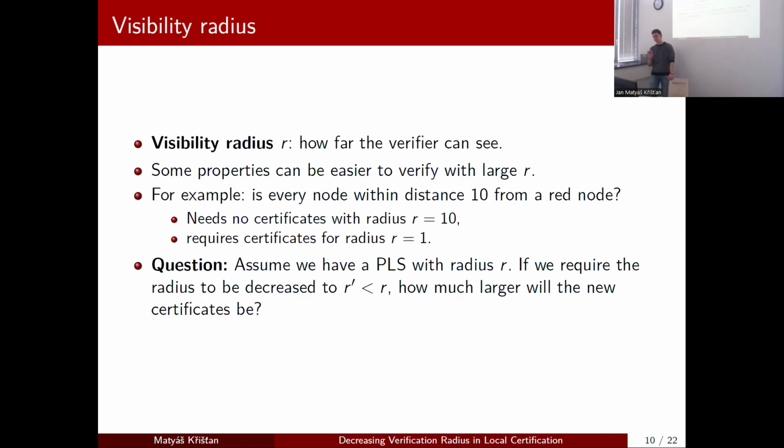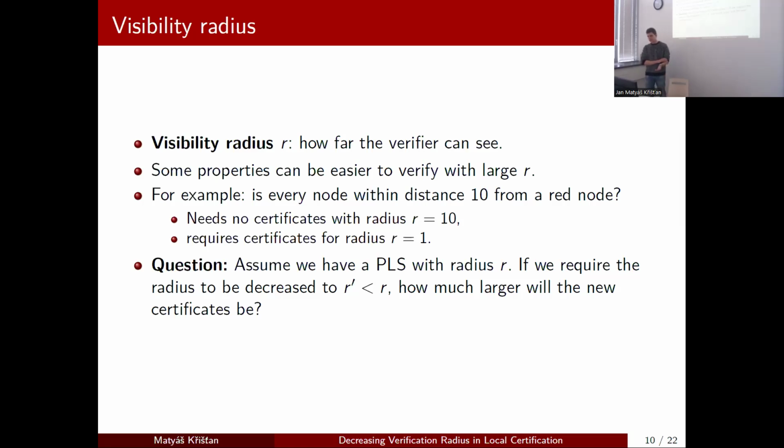So this is our setting. Another concept is the visibility radius. That is how far the verifier can see. Some properties may require different sizes of certificates for different distances. For example, if our property is that each vertex has a red node within distance 10, it's easy to certify if we actually see to distance 10. If we see just to distance 1, then we will definitely need some certificates and it becomes more complex.